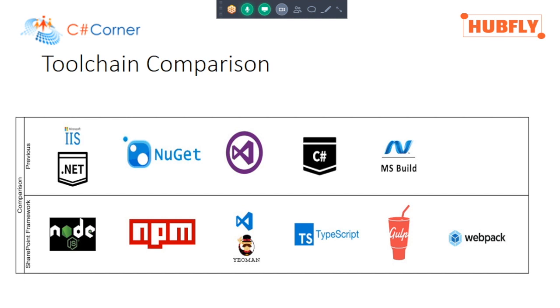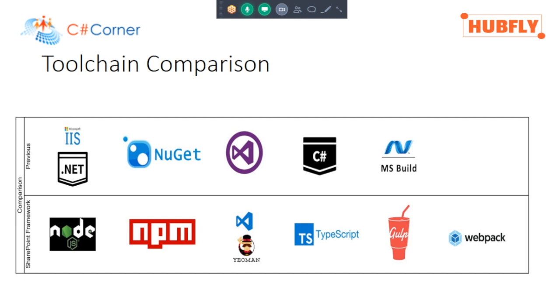Okay, so the toolchain comparison between the previous model and the SharePoint framework model is here. Previously we had .NET as our base platform. Through NuGet we can get .NET packages and perform things through that. We need Visual Studio to develop, and Visual Studio also has some SharePoint add-in extensions so that we can create the applications very easily. We have C sharp as well, the base coding language through which we develop the apps in the previous models. And MSBuild is like a CLI, through which we can compile and push the content to the respective SharePoint servers.